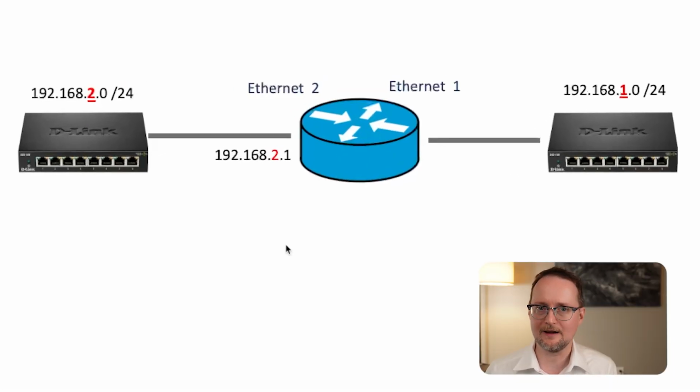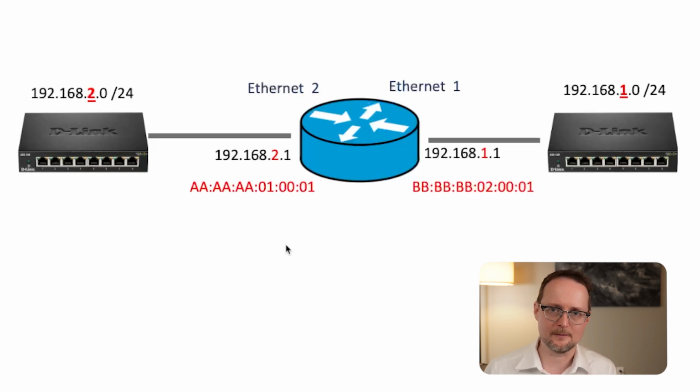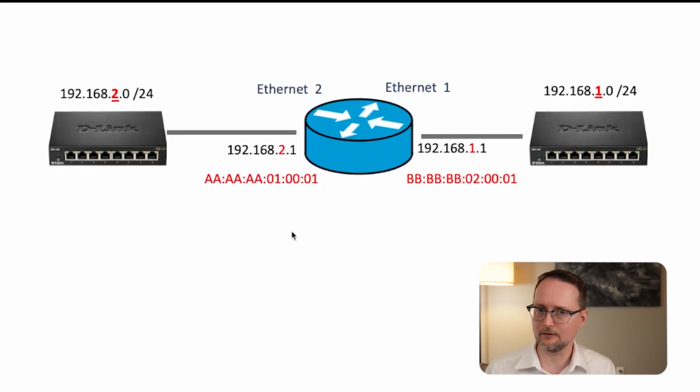Each interface on the router has an IP address like I mentioned earlier. The convention is to use the .1 address for the router. The router interface on the right-hand side will also use a .1 address, but this time it'll be 192.168.1.0. Each interface will also have a MAC address associated with it at layer 2.